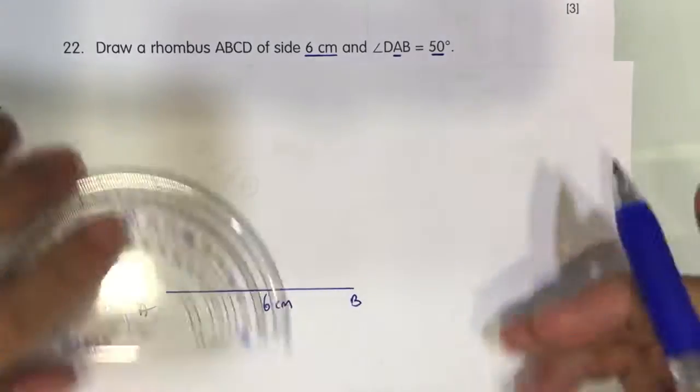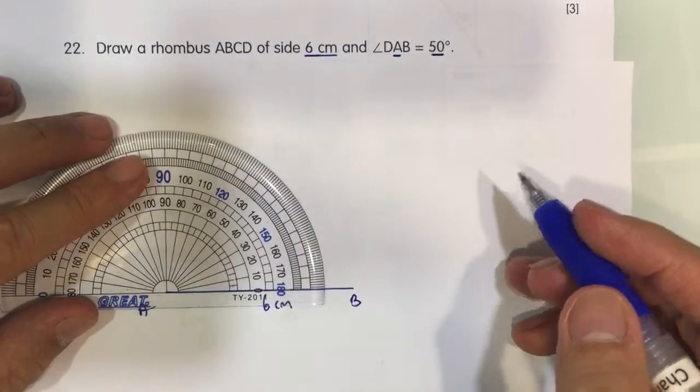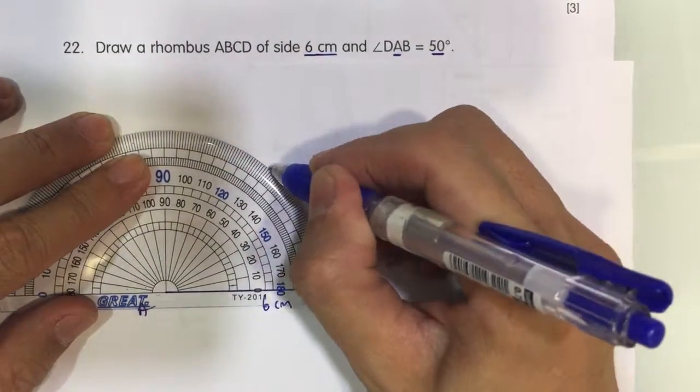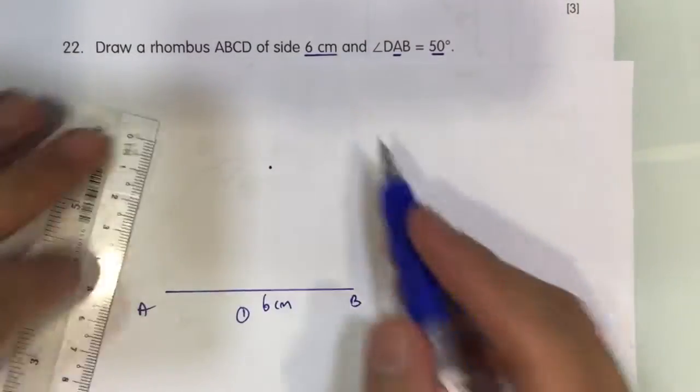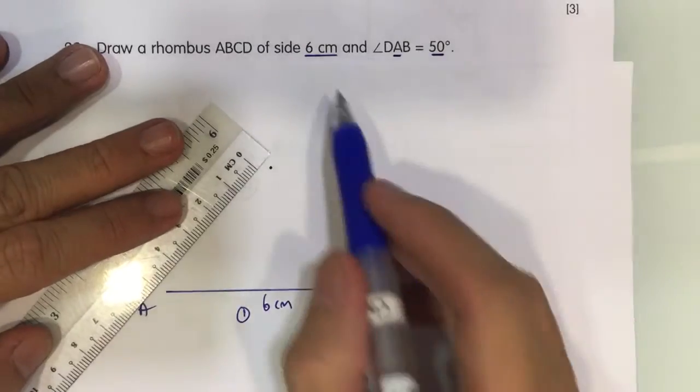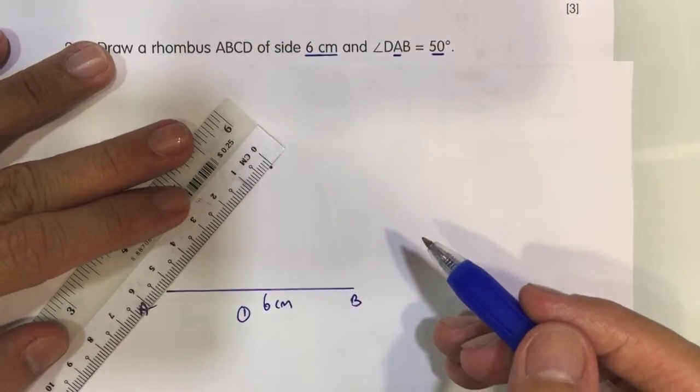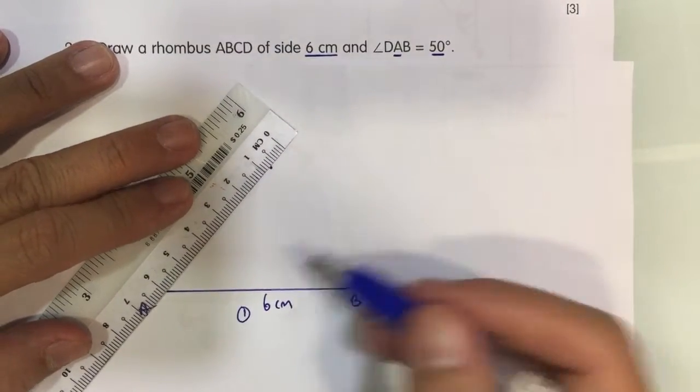My angle A is 50, so I measure 50. Please pay attention to this. So this is my step 1, this is my step 2, and what is my length? My length is again 6 cm. So you work out your 6 cm.